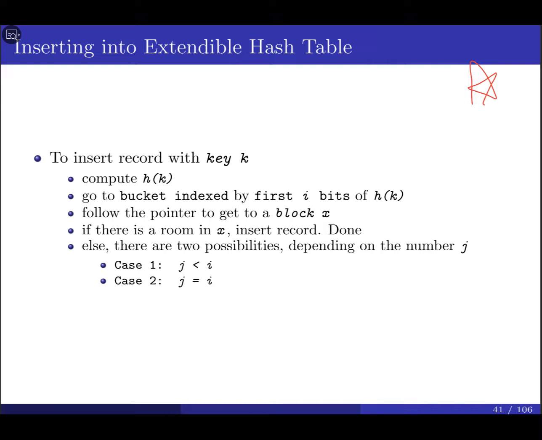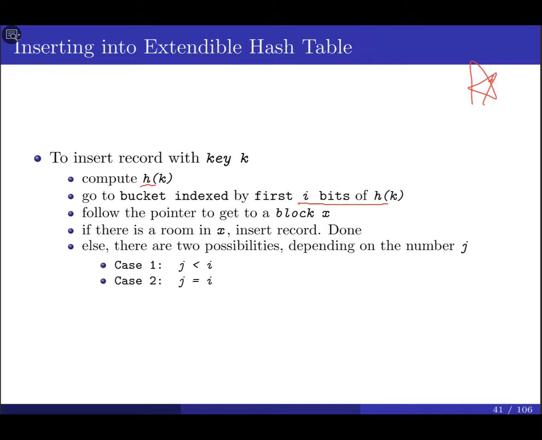But here we're not going to use the entire hash value. I'm going to use the first i bits. By the way, you can use the last ones, but in this class, all of us please use the first i bits, from the left. So you compute the hash value, then go to the bucket indexed by the first i bits of the hash value that you computed.